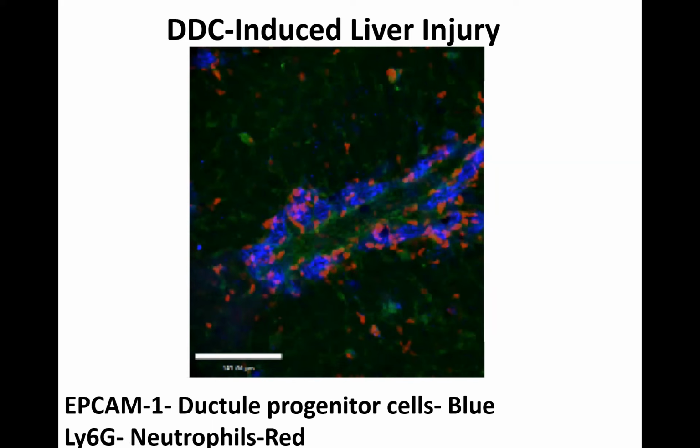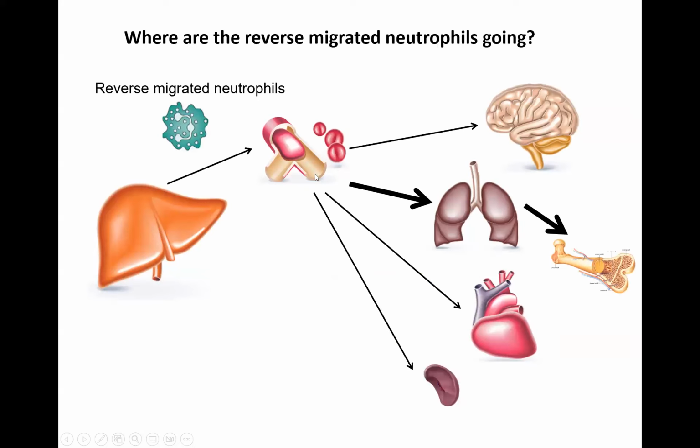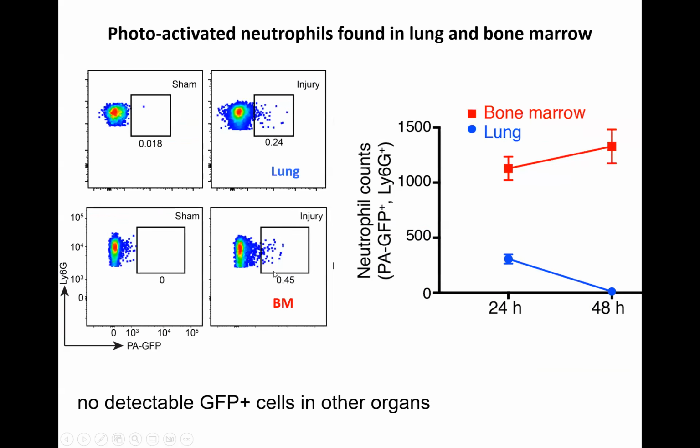Now, if we photoactivate the neutrophils, and there are very few of them that we can see, they all disappear from the liver within 24 hours. Where do they go? And so what we found, to make a long story short, is they migrate to the lung and then to the bone marrow. We've spent a lot of time imaging the lung. I've already shown you some of those images. But what we see is that these neutrophils accumulate in the lung, and then over 48 hours, they disappear from the lung, they accumulate in the bone marrow, and we believe this is where they go to die. And so the neutrophil takes this trek through the blood to the lungs and then back to the bone marrow.